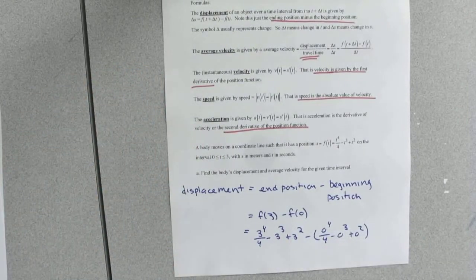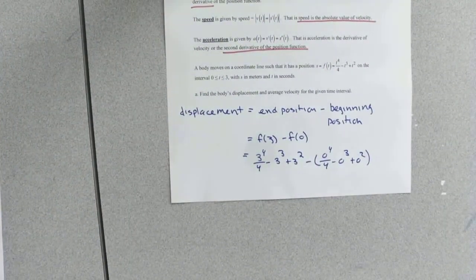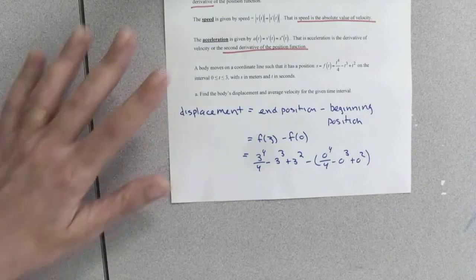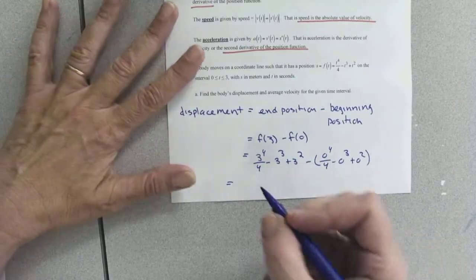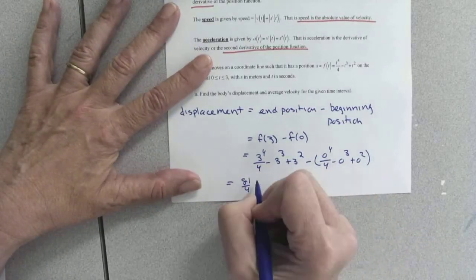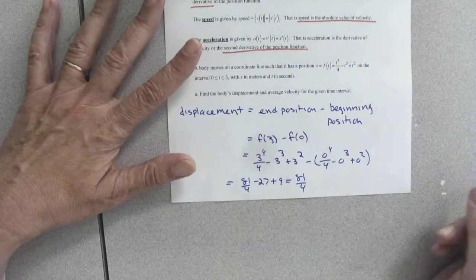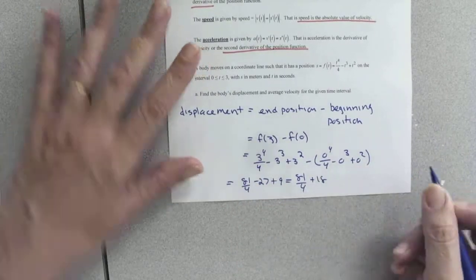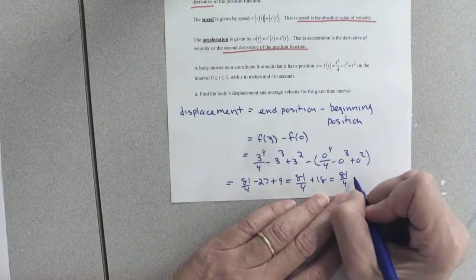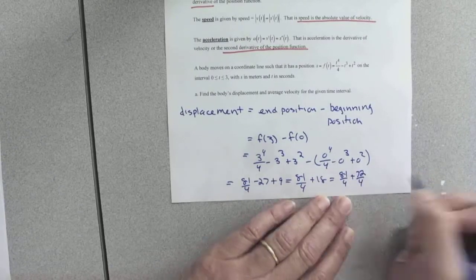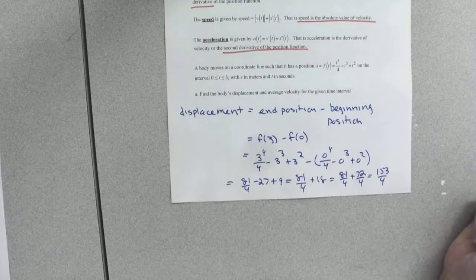Now here, if I forgot the parentheses, it wouldn't matter a whole lot because it's 0, but if it was some other number, it would matter. And so what do we got here? 3 to the 4th is 81. 81 fourths minus 27 plus 9. That's 81 fourths plus 18, which is 81 fourths plus 72 fourths, which is 153 fourths.